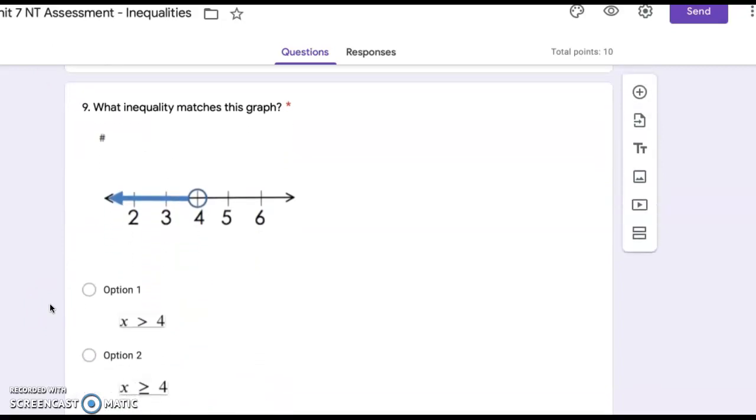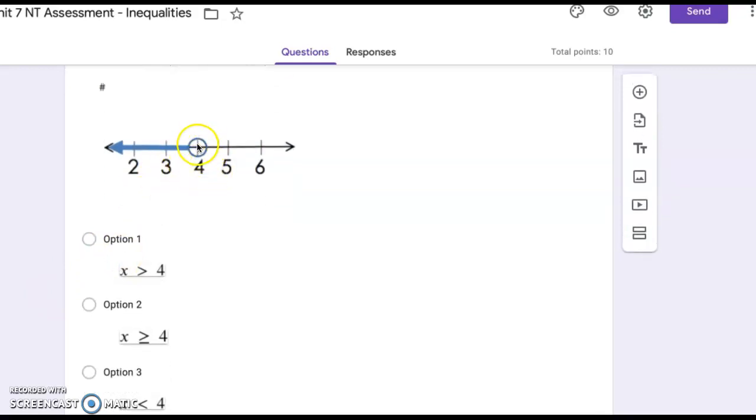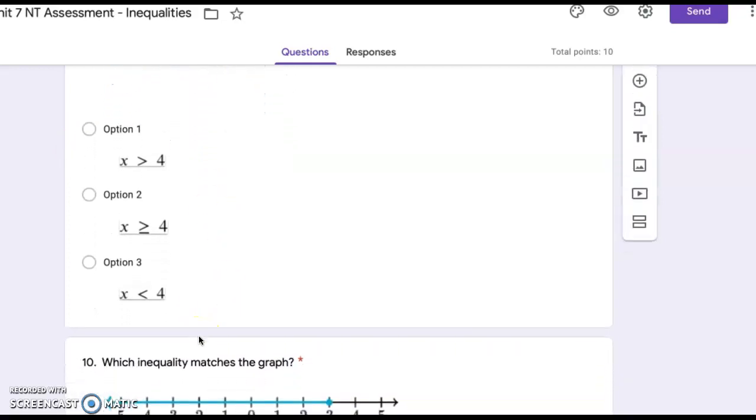Number 9. What inequality matches this graph? So look closely at the circle. It's an open circle, and the arrow is pointing to numbers less than 4. Look closely at your choices.